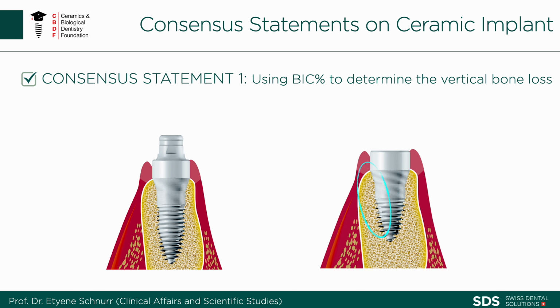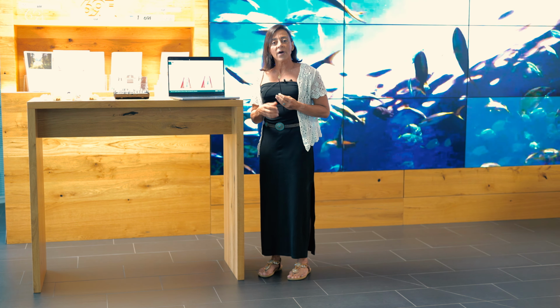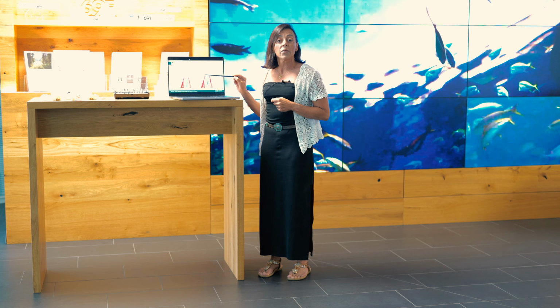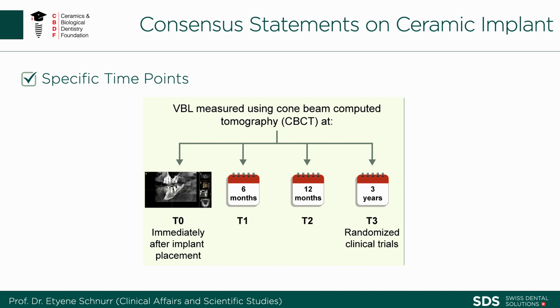BIC percent measures the contact between implant and the surrounding bone, but since bone-to-implant contact percent is a measure only possible through histology, this consensus defines a vertical bone measurement for clinicians. This measurement should be done at specific time points: T0 immediately after implantation, T1 and T2 6 months and 12 months after implantation, and T3 3 years after implantation, suggested for randomized clinical trials.